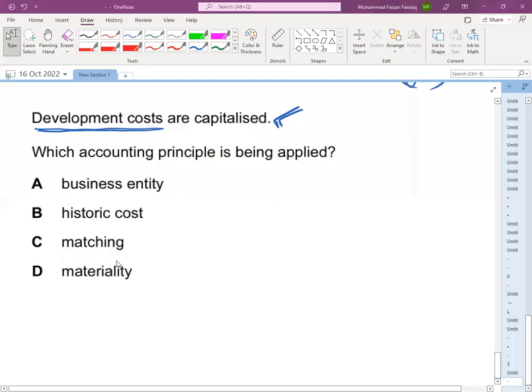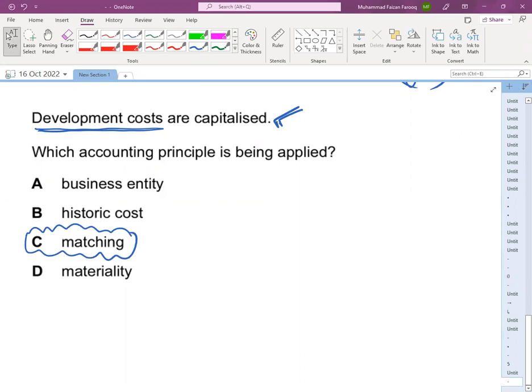So the development cost is capitalized. Development cost is a cost to develop an asset. The asset we will develop. Then later on we have to amortize this expense against the economic benefit. Which concept is it? It's the matching concept. Am I clear in that?